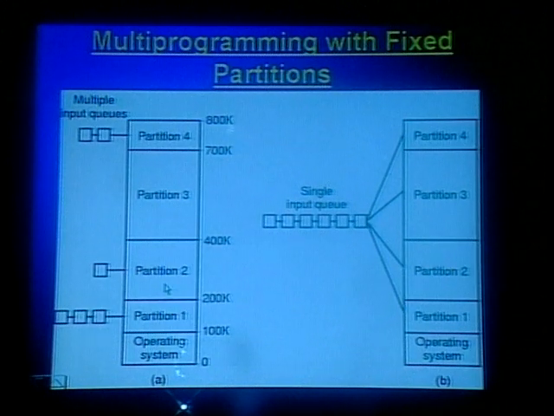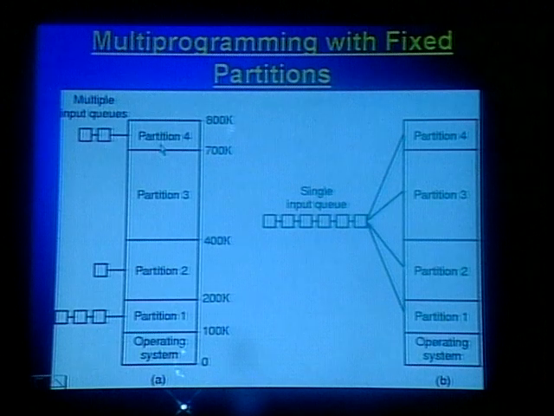It means partition 2 is 200K. Our partition 3 is from 400K to 700K. It means our partition 3 is equivalent to 300K. Here we see partition 4 starting from 700K and ending at 800K. It means our partition 4 is equivalent to 100K.